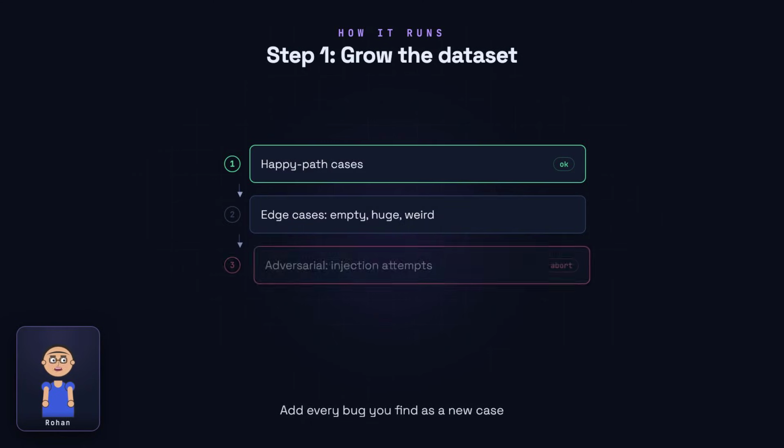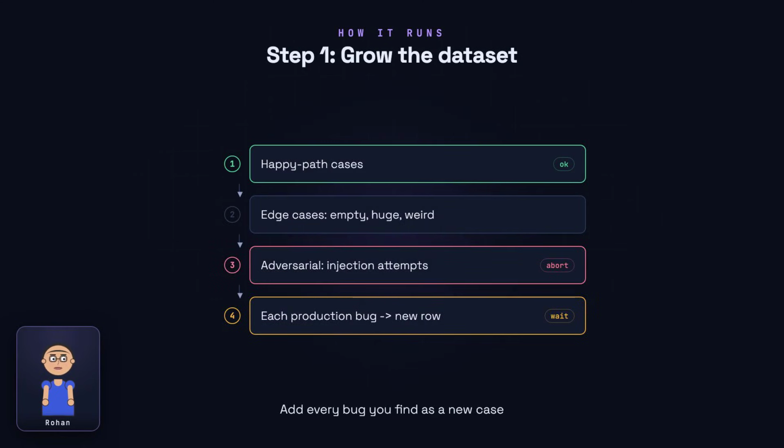A dataset is never finished. Start with happy paths, add edge cases like empty or enormous inputs, and add adversarial cases like prompt injection attempts trying to override your instructions. Crucially, every bug a user reports becomes a new row, so the same failure can never sneak back in.